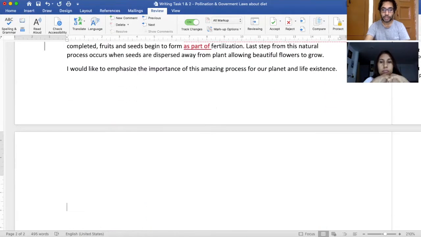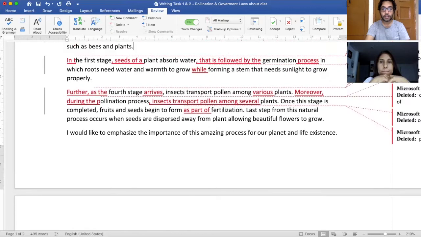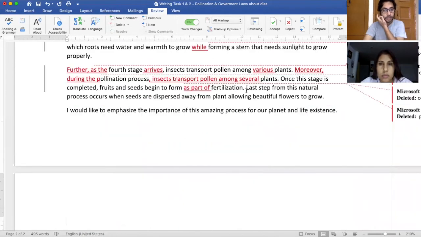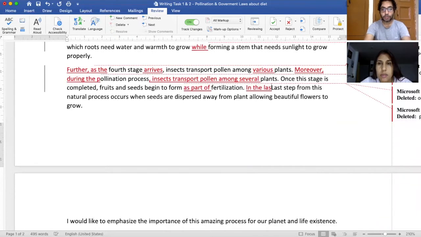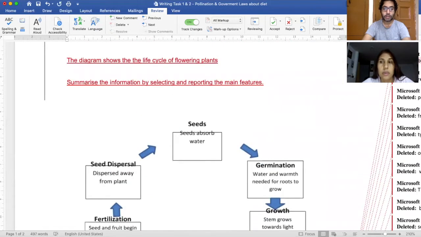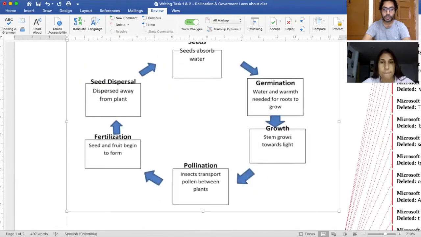The last stage is the second last stage. Rather, you can say in the last two stages of this natural process, seeds are dispersed away from plants and seeds start absorbing water.